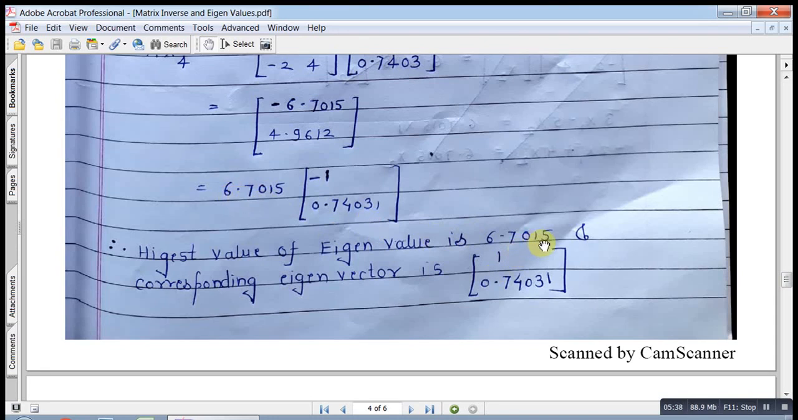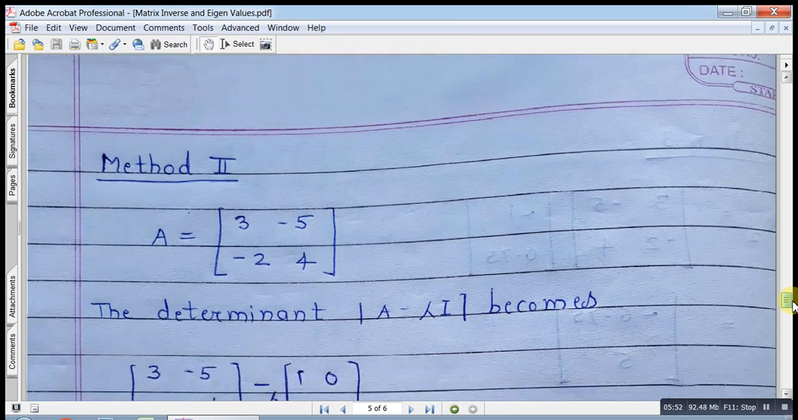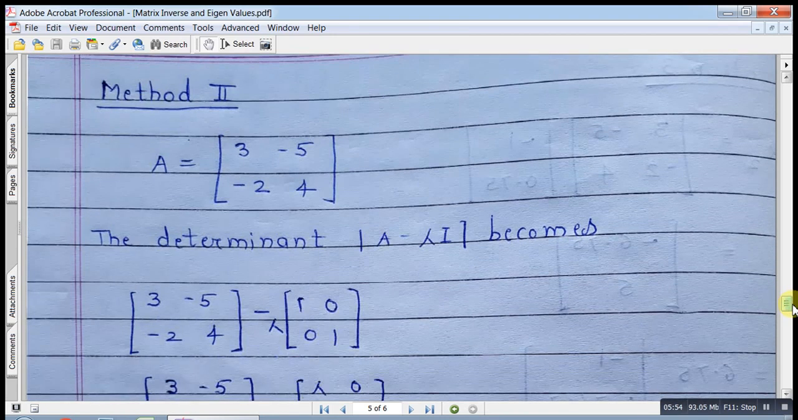This is method 1. Similarly, now we'll see how to calculate the eigenvalue and eigenvector by method 2. They have given matrix A as [3, -5; -2, 4]. So A minus lambda I. This is the formula you have to remember to calculate the eigenvalue.